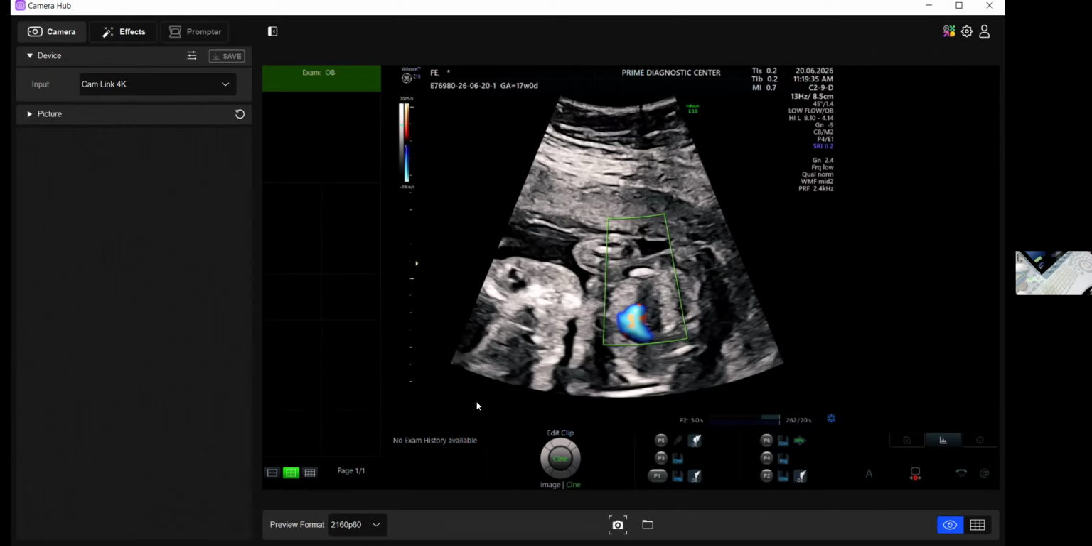We have another patient to be scanned. How many do you want? No, no. Okay, it's normal. This is for the next one. Yes, you talk when the patient comes. Okay.